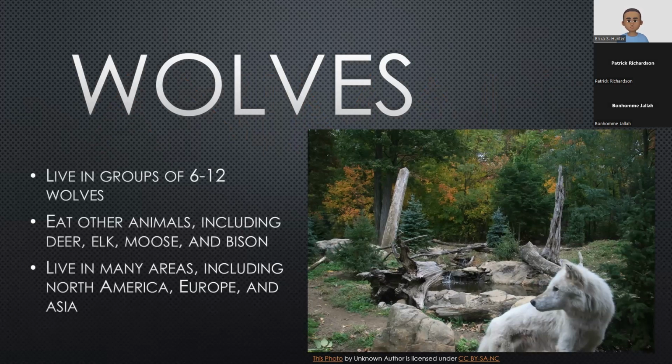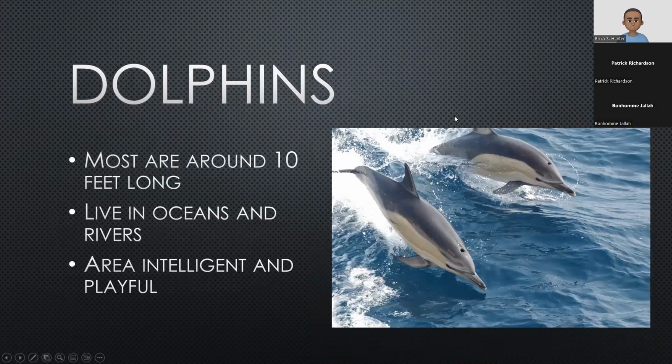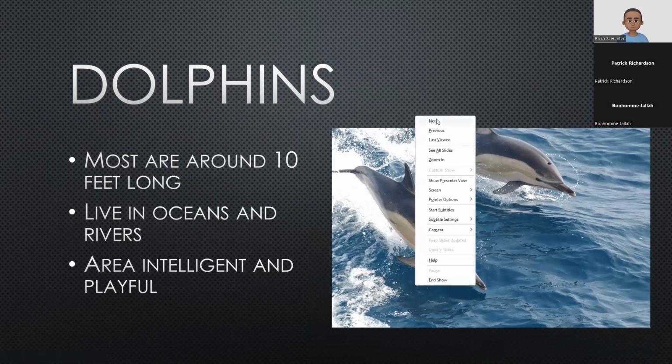Again, you only have bullet points because you don't want to have paragraphs of information on PowerPoint. It's going to be too much information. And you really just want to have those bullet points for folks to reference as you're going through and giving more detailed information about each one of these bullet points. So that's wolves. Here's your slide on dolphins. Looks really nice. And then in order to go to the next slide, this time I'm going to right click and I want to hit next.